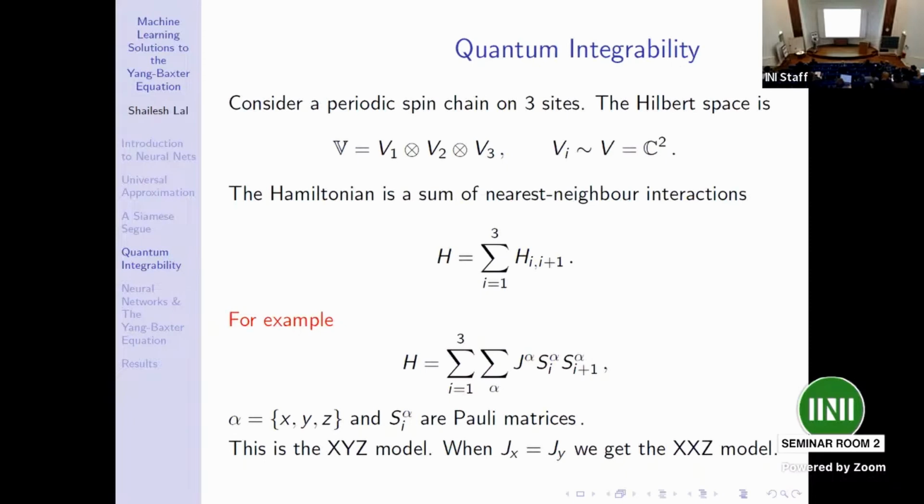So now let me just tell you a little bit about quantum integrability, and this is just to set up notation because I'm clearly not the right person to be talking about this. But just by way of notation, we have a periodic spin chain on 3 sides, and the Hilbert space is isomorphic to C2. And the Hamiltonian is the sum of nearest neighbor interactions. So these are the kind of systems we are looking at.